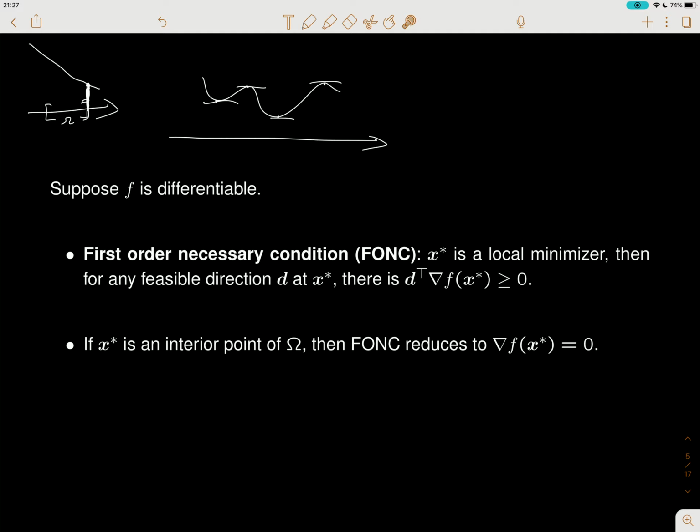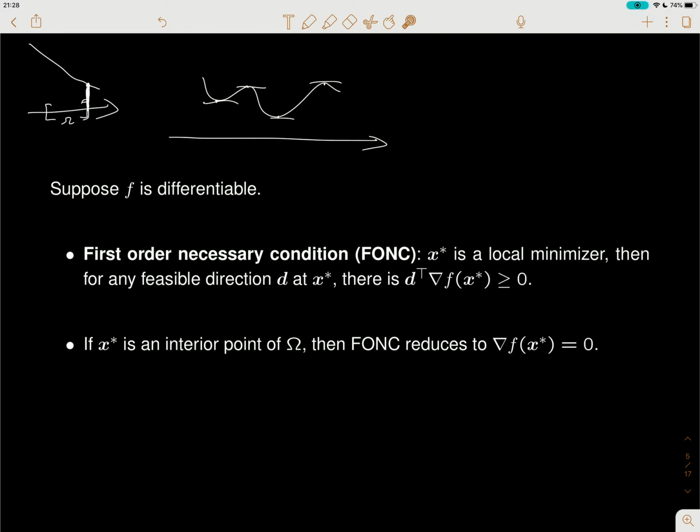So f is differentiable. The first order necessary condition says that if x star is a local minimizer, then for any feasible direction d at x star, this holds. It looks a little bit complicated, but it's actually very intuitive. Let me show you what this is. First of all, the left-hand side, as we showed earlier, is just the directional derivative of f at x star along direction d. So if x star is the local minimizer, then this being greater than or equal to 0 means that the directional derivative along any feasible direction is greater than or equal to 0.